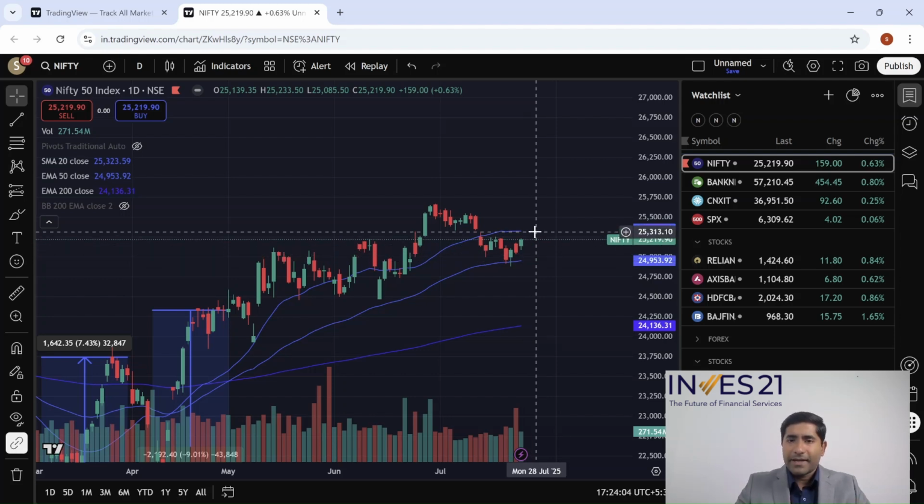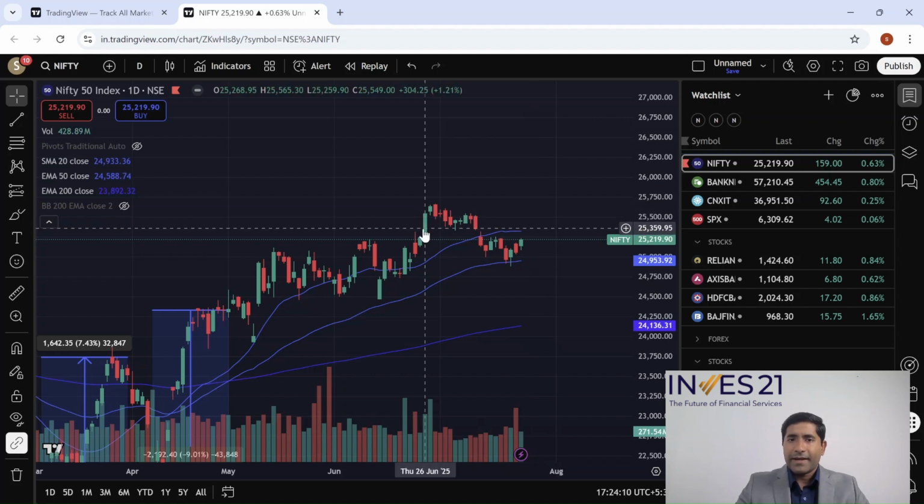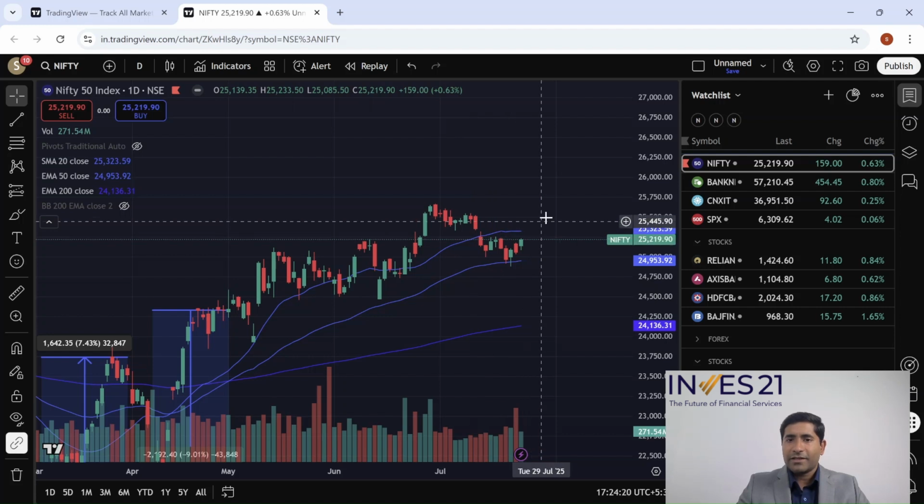So any uptick and close above the 20-day DMA, we can expect further uptick in the market. And given the 30th June closing price to be at 25,517, it can be a reasonable target in terms of achieving it before the end of this month.